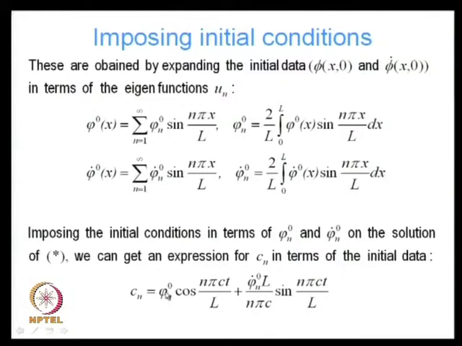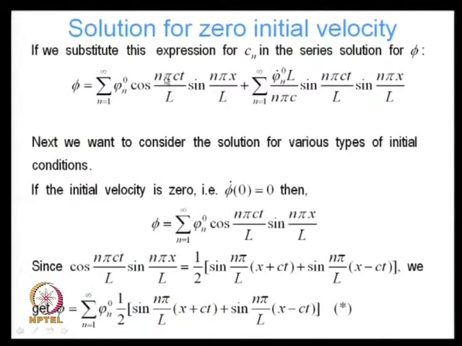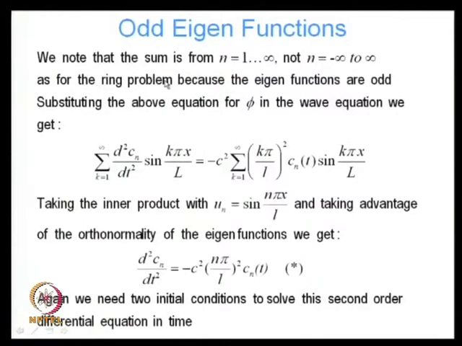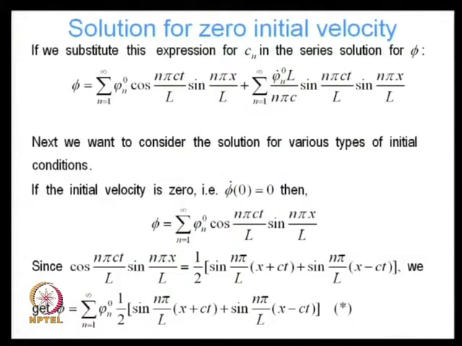So we solve this second order differential equation for Cn, impose the initial condition, and we get Cn as a function of time like this. I substitute that in my series solution for phi. Now I know Cn, I substitute that right here, and I get my phi, which is the final solution.